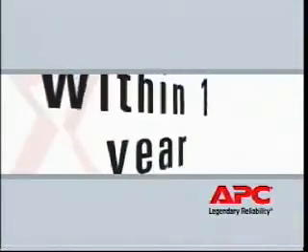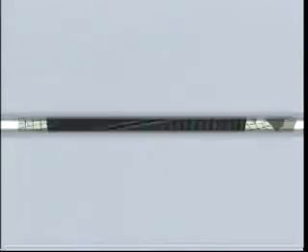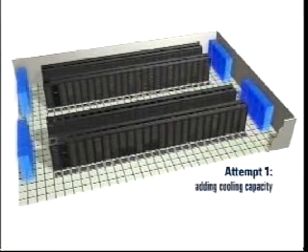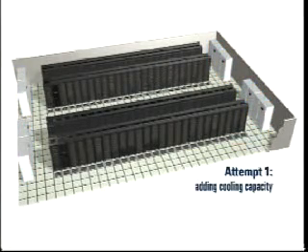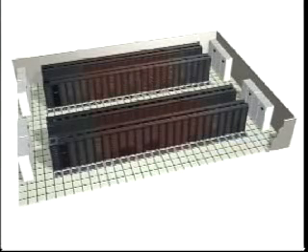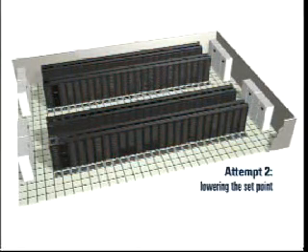Over the next year, the data center manager makes several attempts to correct it. The first thing he tries to do is add cooling capacity. Unfortunately, while this adds cooling capacity, it does not fix the problem, which is one of air distribution. The increased cooling capacity in the room lowers the return temperature to the CRACs, resulting in an overall reduction in capacity from the CRACs.